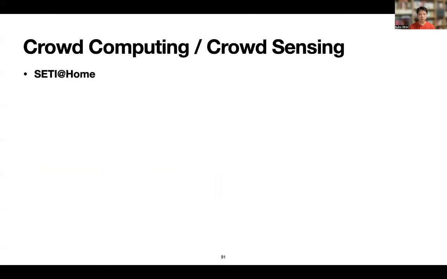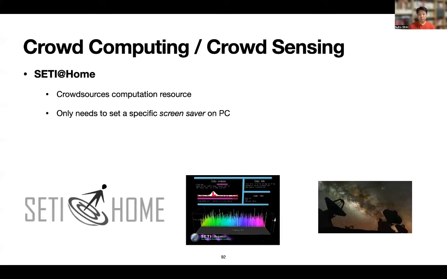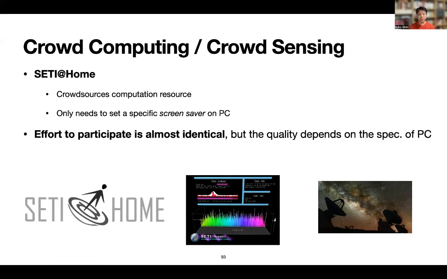Next, let's consider a distributed crowd computing or crowd-sensing application like SETI at home. SETI at home mainly crowdsources computation resources to process a complex computation in a distributed manner. And to participate in SETI at home, the only thing to do is to set a specific screensaver on one's personal computer. As the process of participation is highly simple and there is no further effort needed, the cost to participate would be almost identical across the workers.